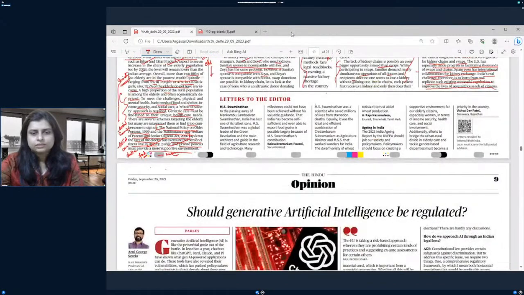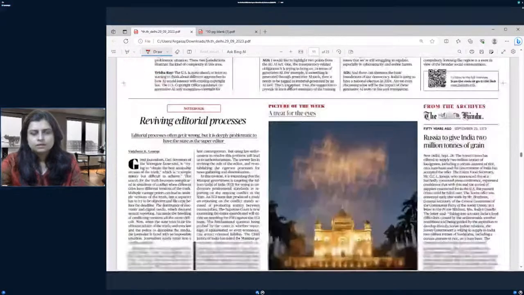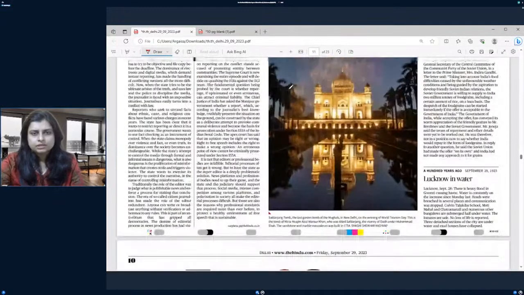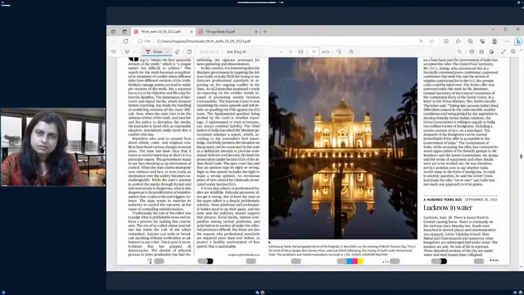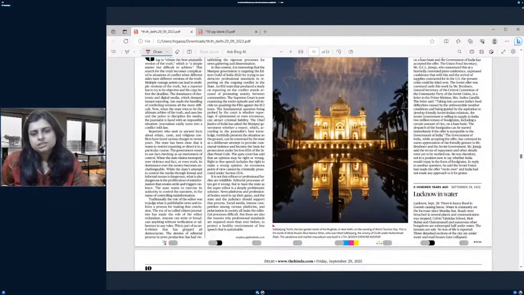Now let's move on to the next one. Okay, so you have got this picture here, and this picture talks about the Safdarjung tomb, the last garden tomb of the Mughals in New Delhi on the evening of World Tourism Day. This is the tomb of Mirza Muqim Abdul Mansur Khan, who was titled Safdarjung, the Viceroy of Awadh under Muhammad Shah. The sandstone and marble mausoleum was built in 1754.